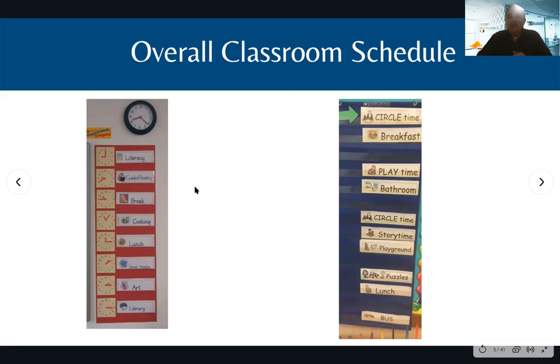So here we have 2 examples. We have one on the left that also has the time on it. And then the one on the right has an arrow that you can point at the activity that they should be doing in that moment.